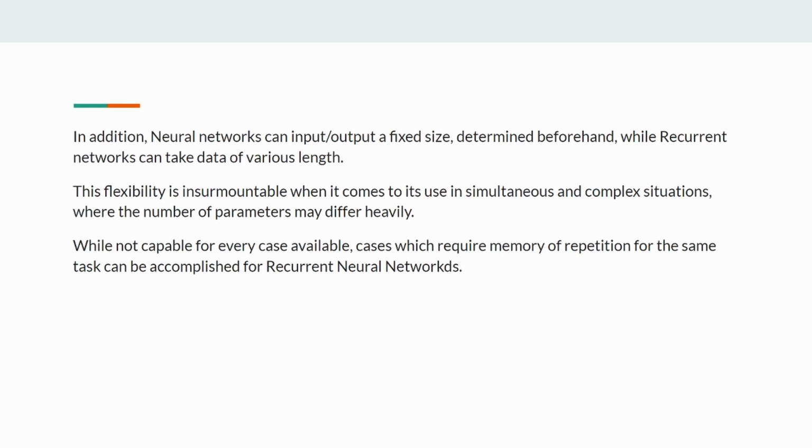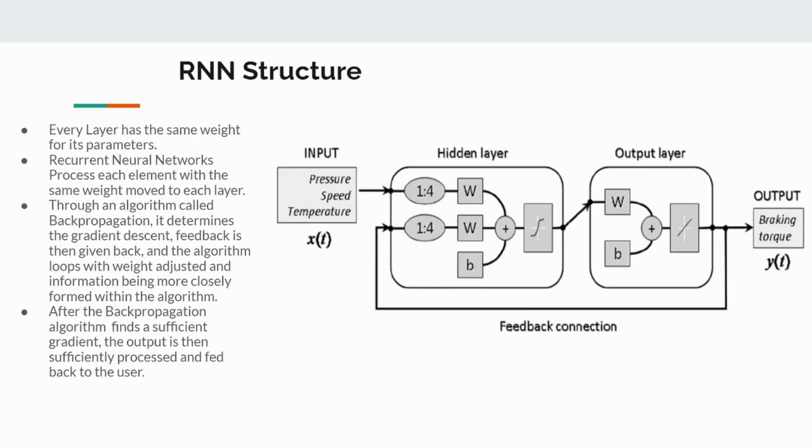Also, in terms of parameters, recurrent neural networks use the same weight for every single layer. They process this with every weight that's moved, but through backpropagation it determines the gradient descent. Feedback is then given back, and the algorithm loops with the weights adjusted.